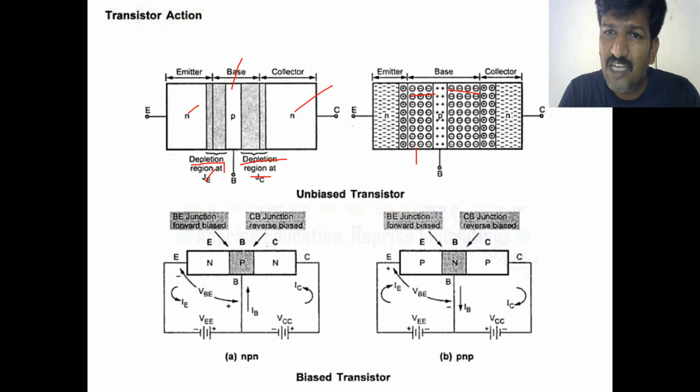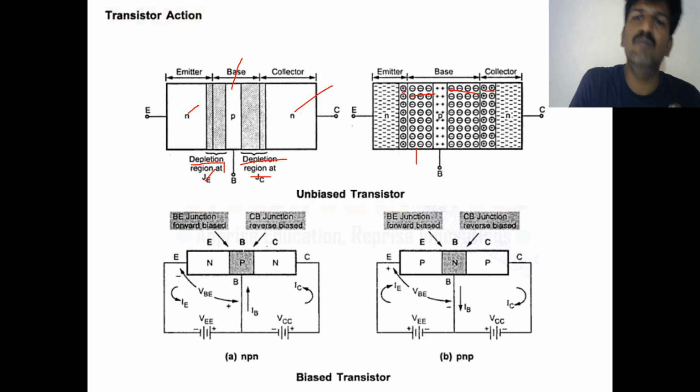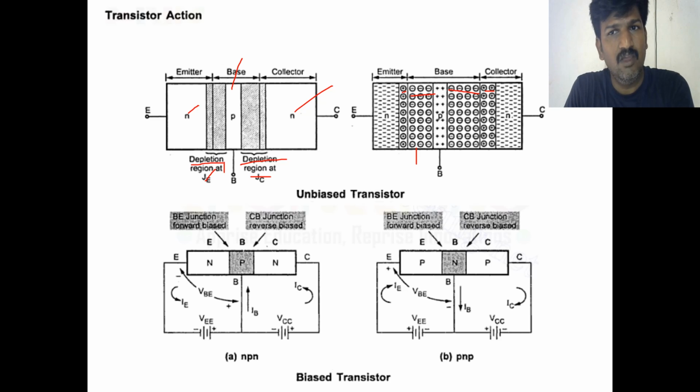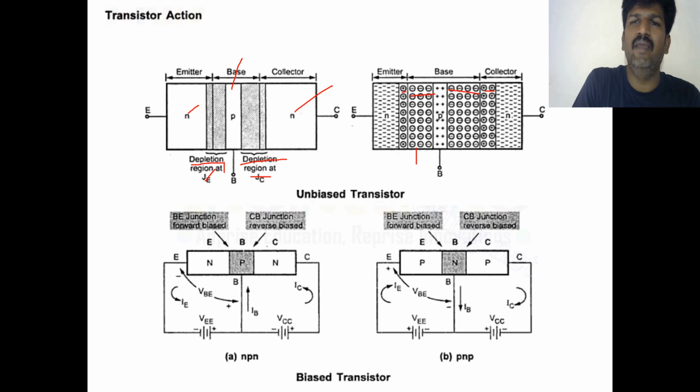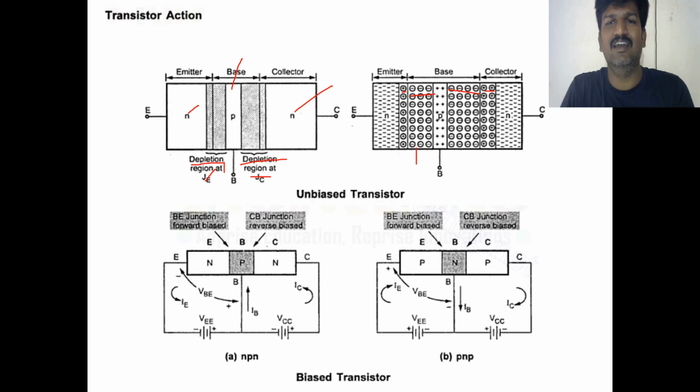Here it is also spreading into the base. It is also spreading into the collector. But the spreading area of the depletion region depends upon the doping level of that material. Here the depletion region is less spread into the emitter but more spread into the base. The depletion region at the collector junction is more spread into the base compared to the collector. But the depletion region spreads more into the collector compared to the emitter, because the emitter has a higher doping level compared to the collector.